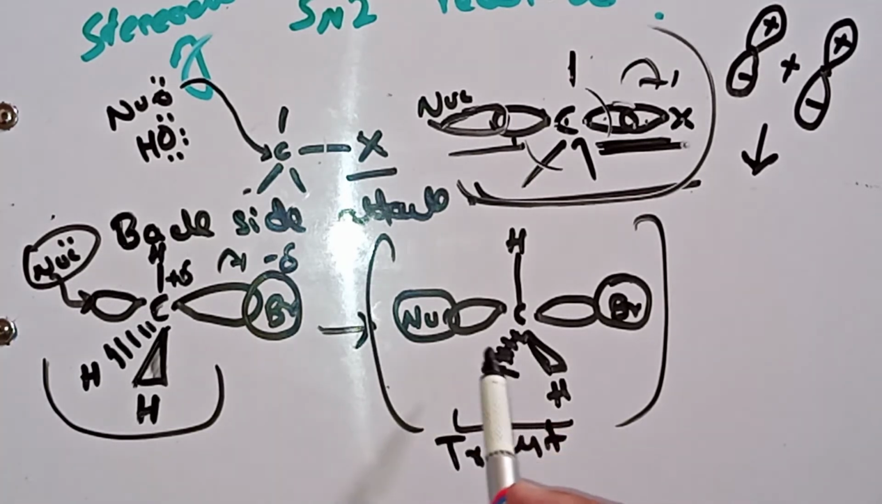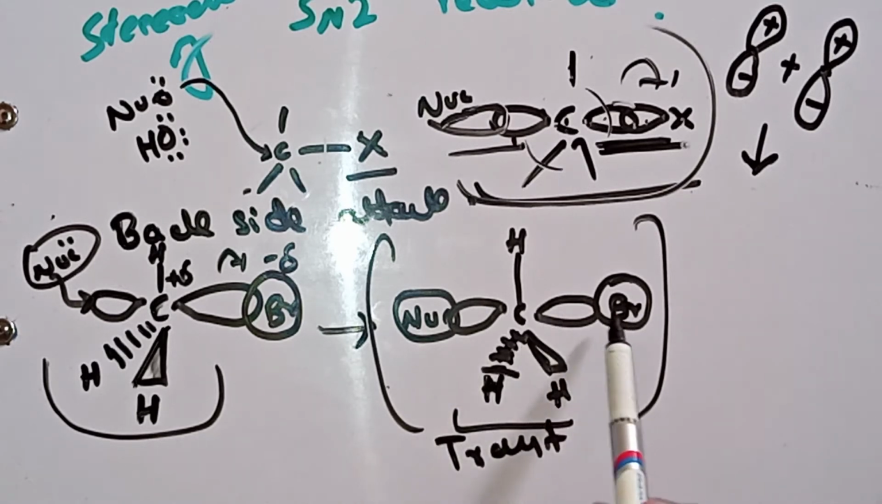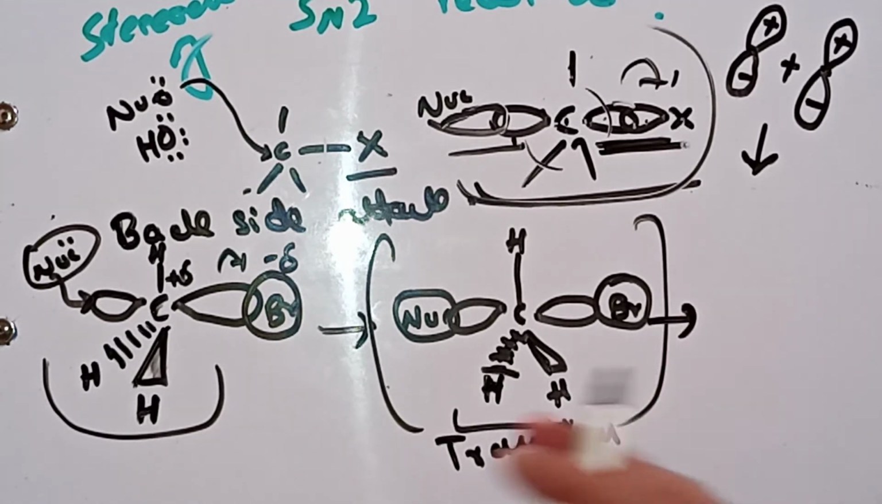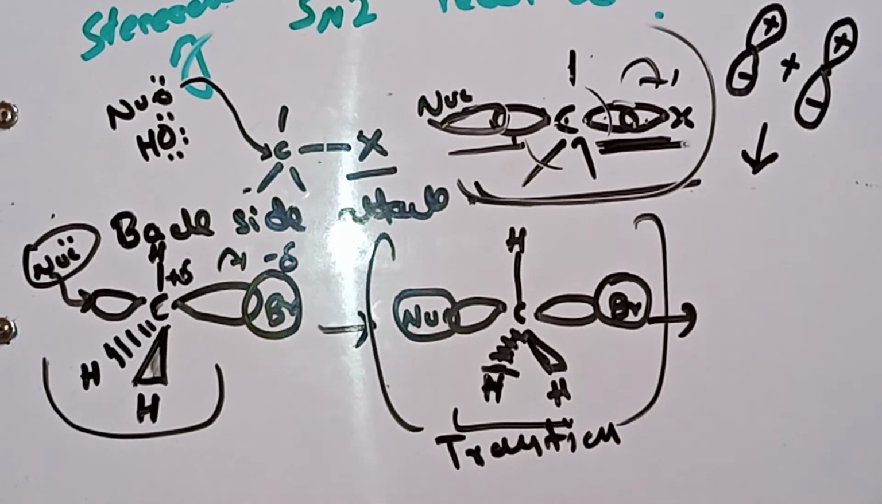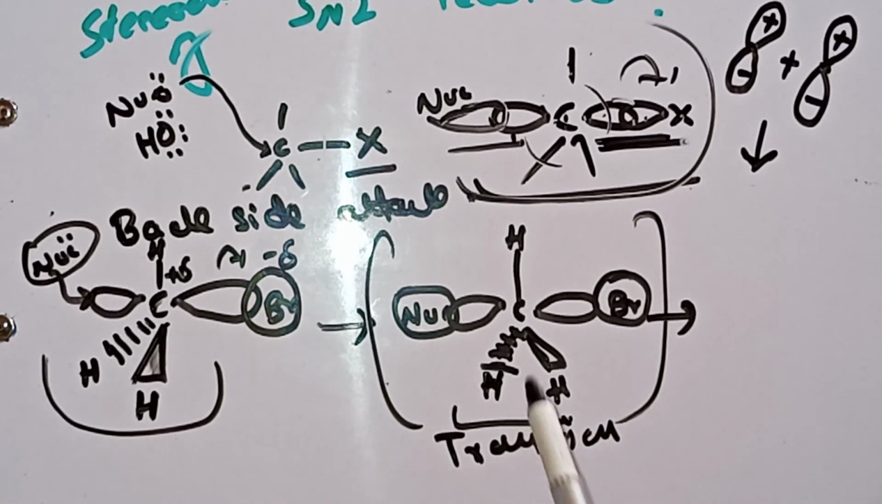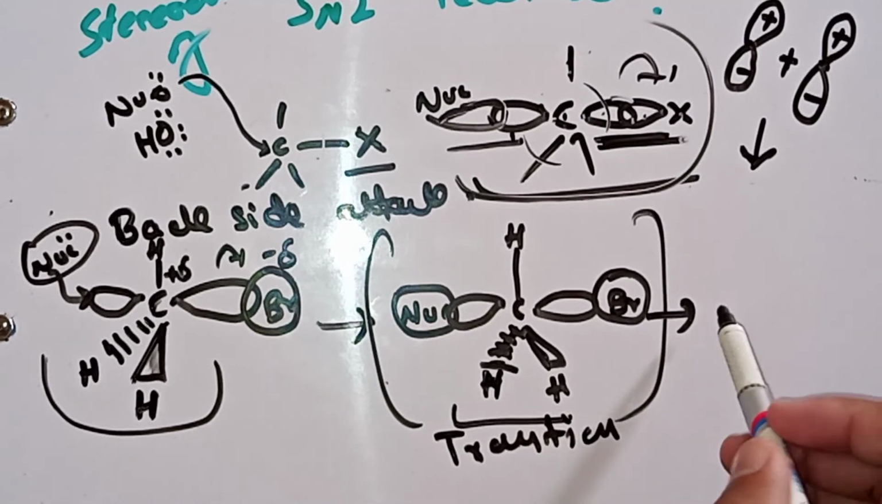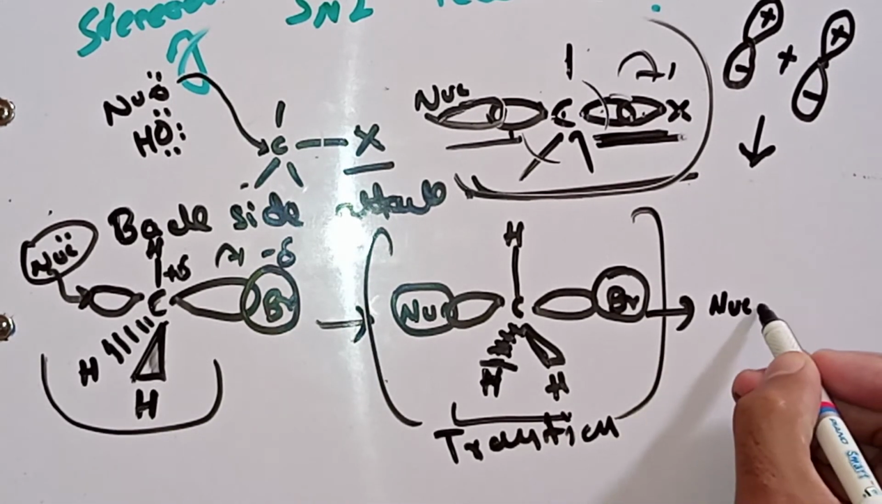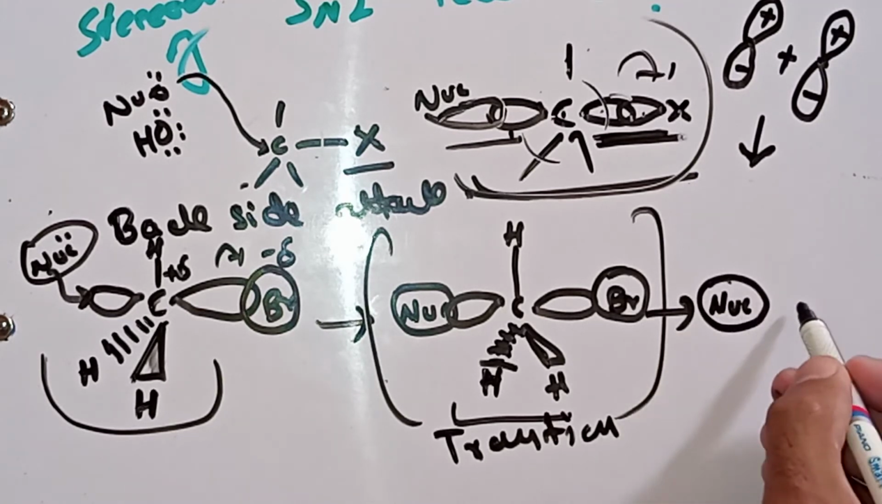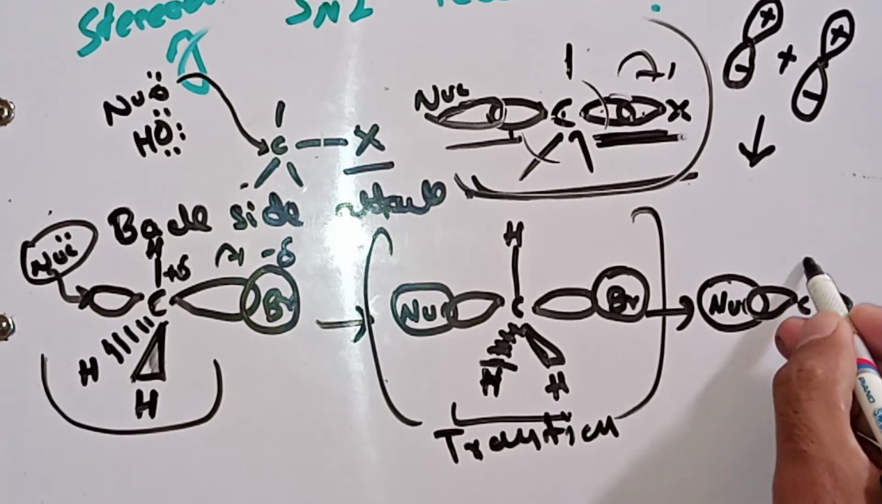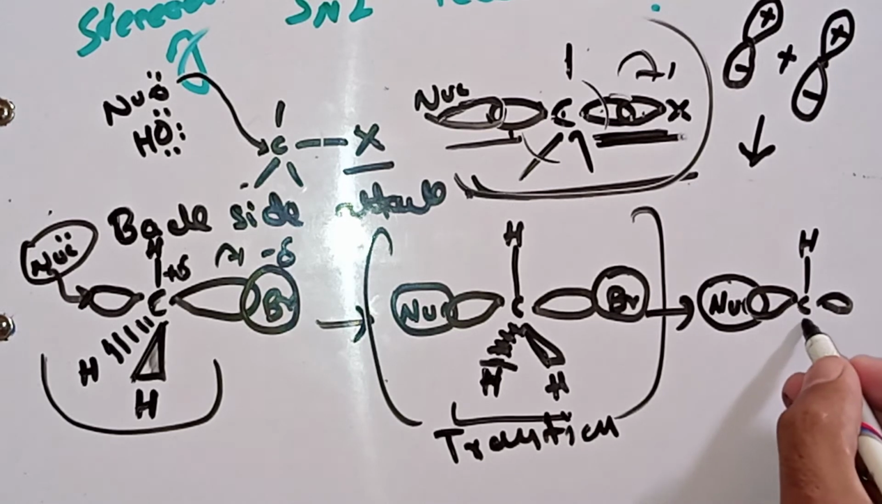The bond between the nucleophile and the electrophilic carbon will be partially formed, while the bond between carbon and the leaving group will partially break. So this structure is called the transition structure. After that, the bond between the nucleophile and carbon will be completely formed, while the bond between carbon and the leaving group will be completely broken. So this structure will be obtained. This is the nucleophile, this is carbon, this is hydrogen, this is another hydrogen.